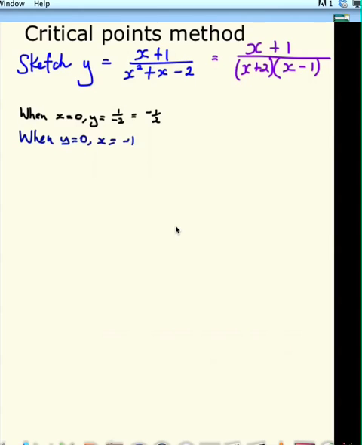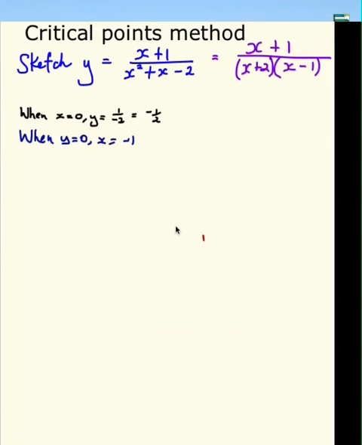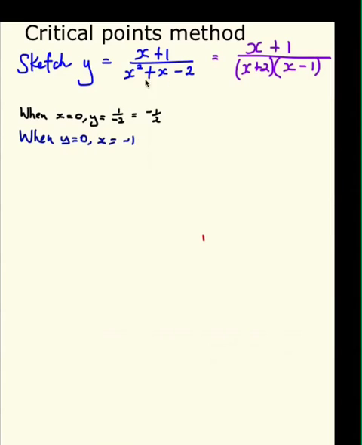In this video we're looking at the critical points method of sketching a graph, and so we're going to sketch this equation, y = (x + 1) / (x² + x − 2), or if we factorise the denominator we get this format. Now let me say right up front, there's a number of slides and it may feel a whole lot more complex than it might need to be, but once you understand how the critical points method works, it shouldn't be too big a deal at all.